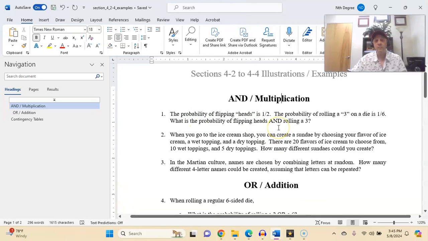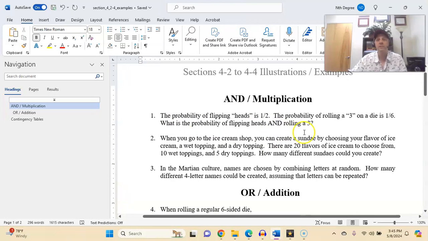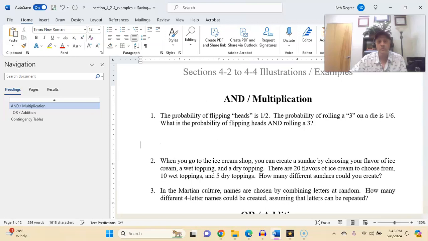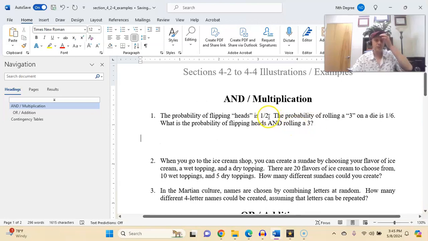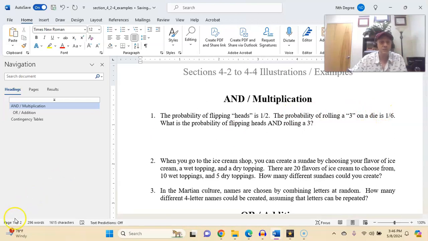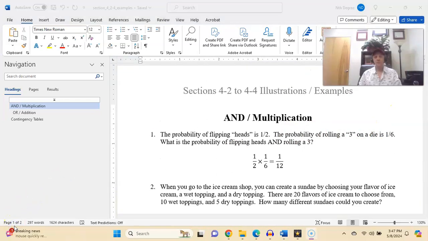The probability of flipping heads on a coin is 1/2. The probability of rolling a 3 on a die is 1 out of 6. What is the probability of flipping heads and rolling a 3? Well, the word and is associated with multiplying, so essentially we're just going to multiply these 2 probabilities together. That's 1/2 times 1/6, which is 1/12.